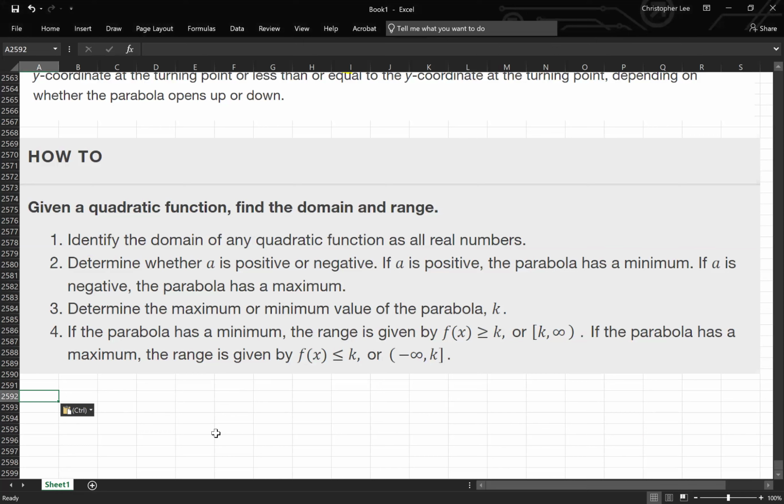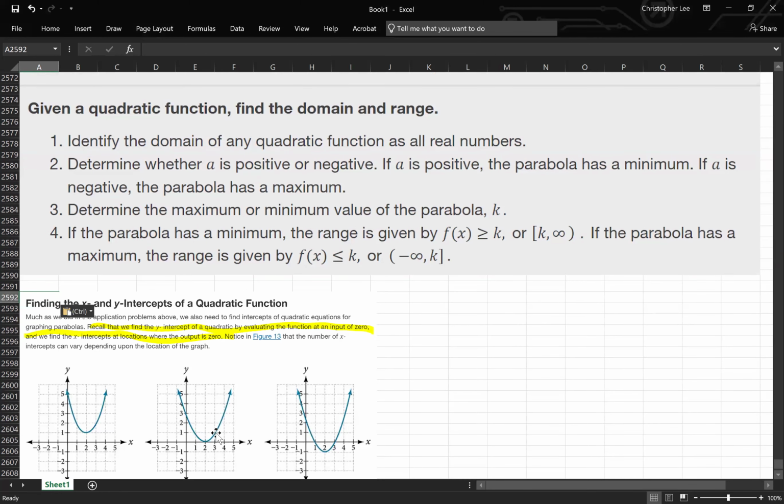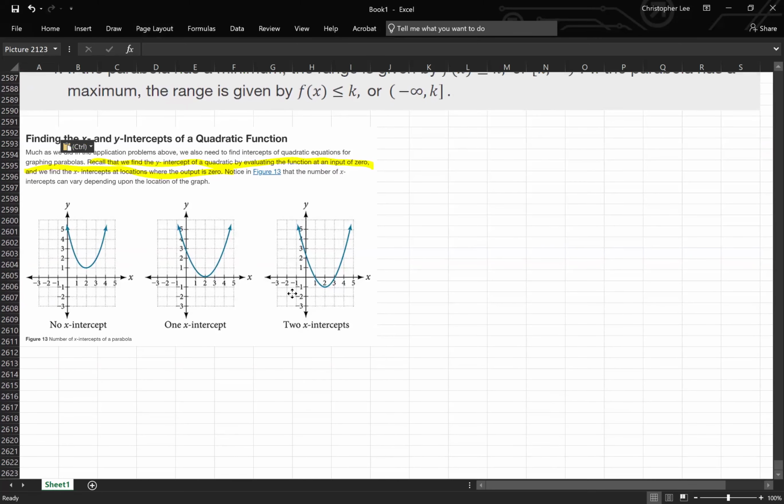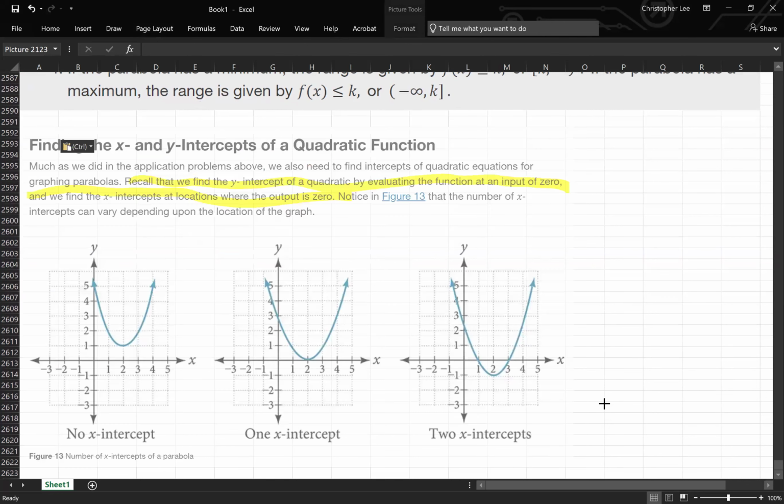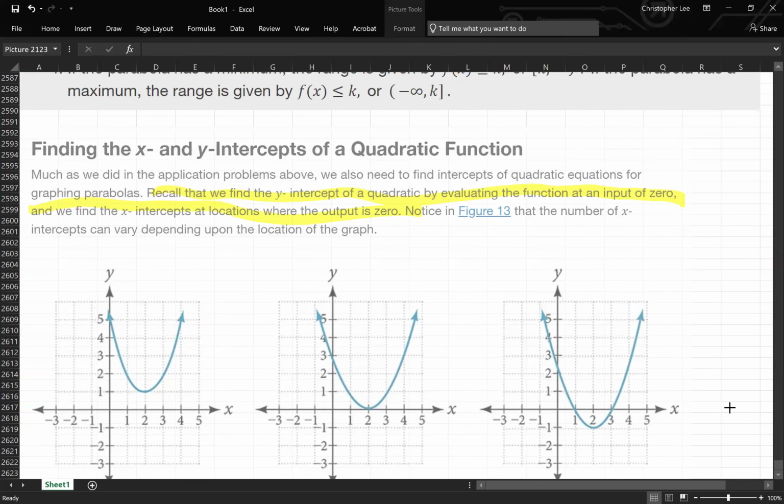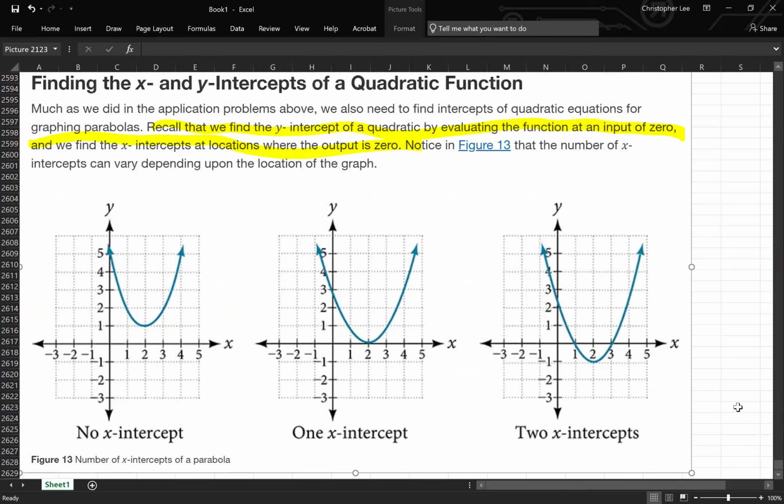Let's talk about one more thing, and we could call it at that. So this is finding the x and y intercepts of a quadratic function, right? Much as we did in the application problems, right? We also need to find intercepts of quadratic equations for graphing parabolas. Recall that we find the y-intercept of a quadratic by evaluating the function at the input of 0. And we find the x-intercepts at locations where the output is 0, right?